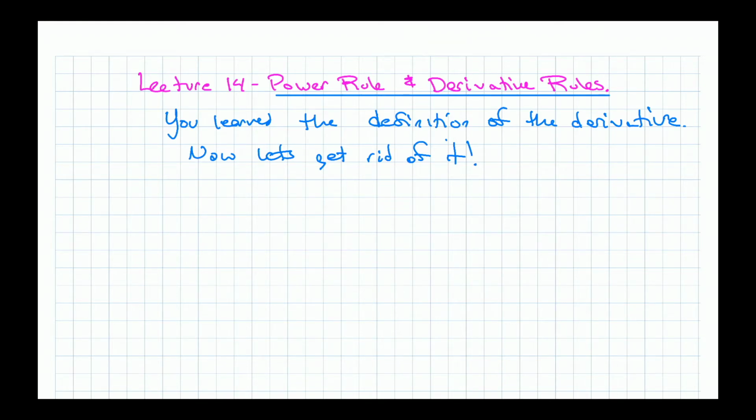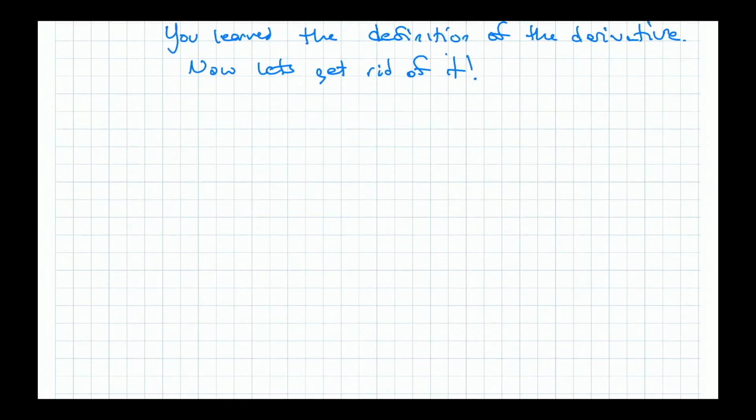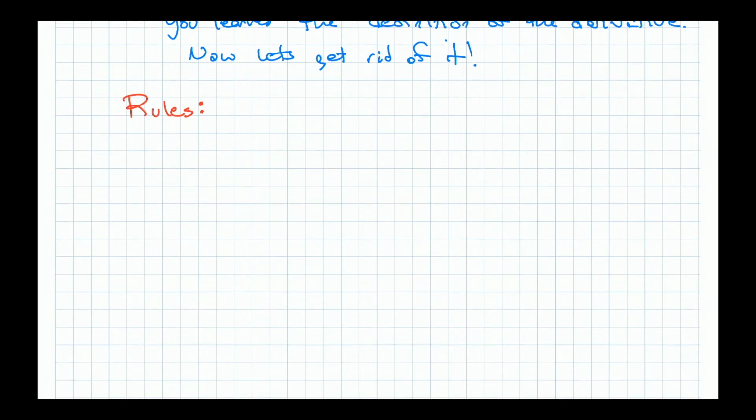Now, the first step in doing that is to learn some basic rules of derivatives. Okay, now I'm going to write some rules here, and we're going to have to learn that they are true. Okay, so we'll prove some of them, not all of them. Okay, so here's some basic ideas.